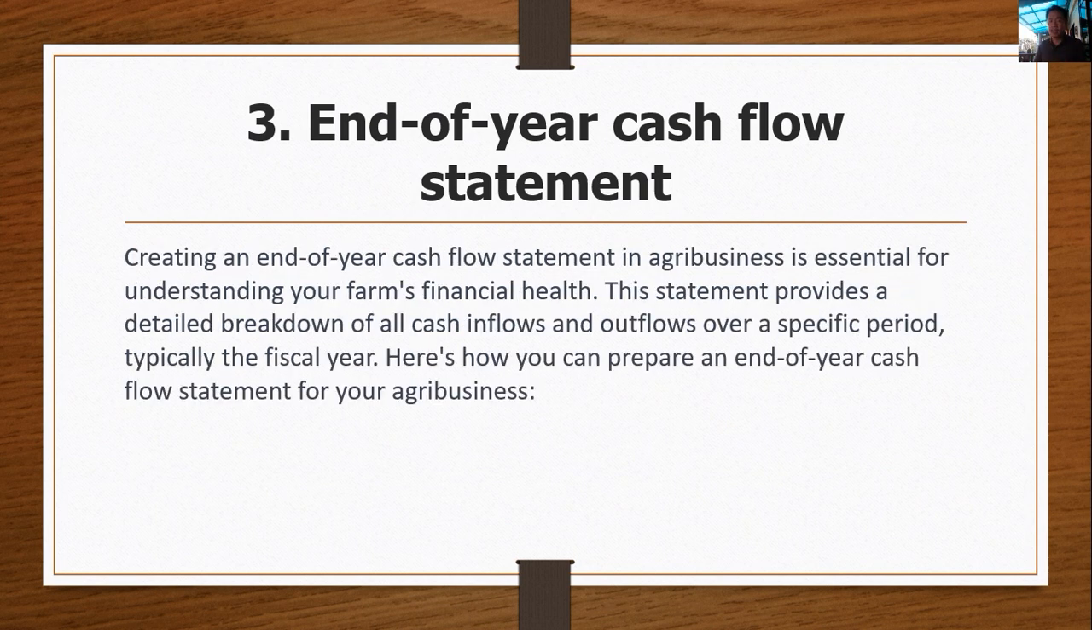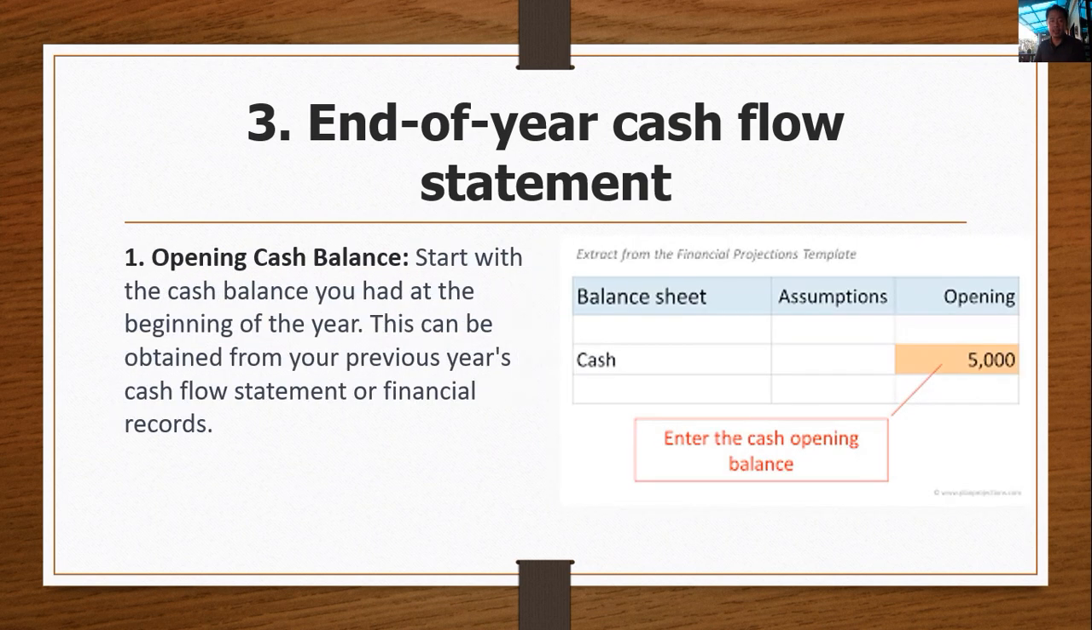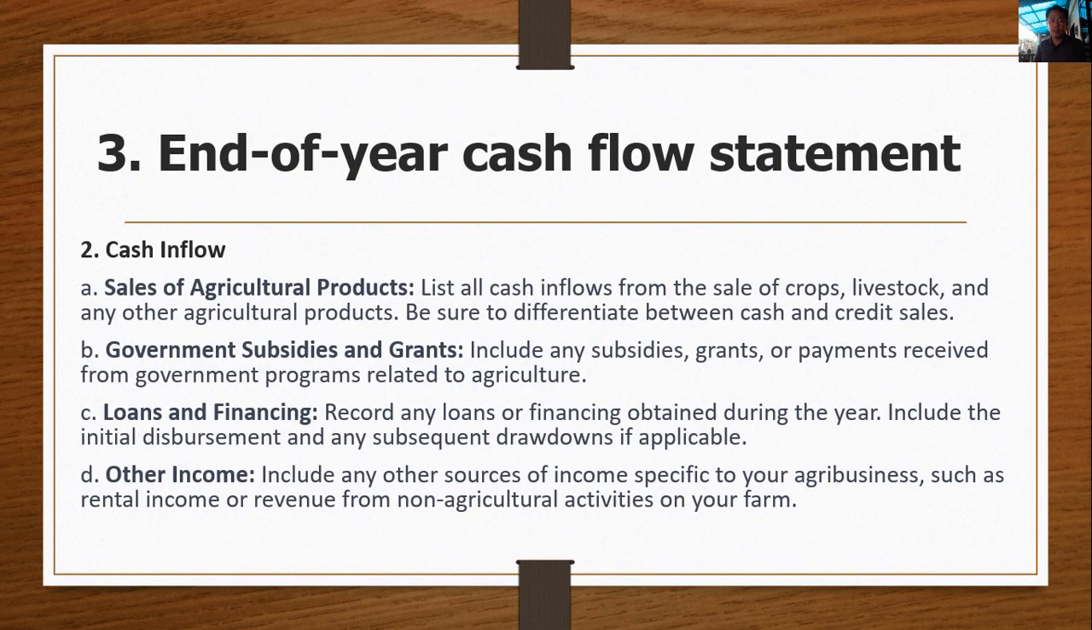Next is your cash inflow, as what we have discussed earlier. Sales of agricultural products. You need to list down all of your cash inflows from the sales of your crops, your livestock, and any other agricultural products, and be sure to differentiate between cash and credit sales. You need to have a subcategory.